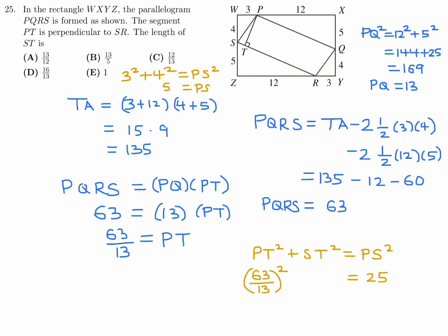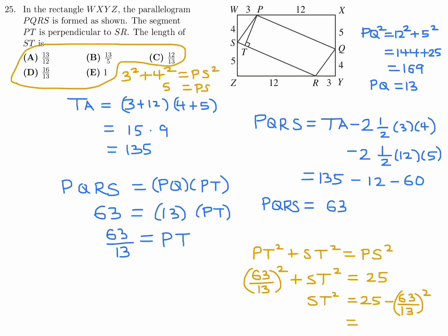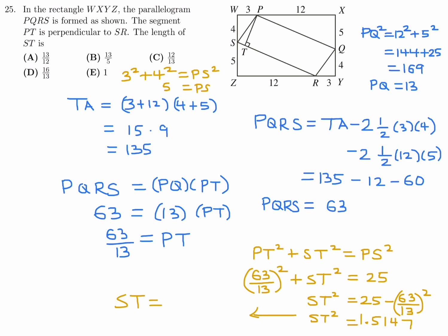And then PT we just figured out was 63 over 13 squared, and then ST squared. So ST squared is going to be 25 minus 63 over 13, all squared, like that. Okay? And you can do this in fractions or you can do it in decimals. It doesn't matter. In the end, as long as you choose the right answer, that's all that matters. I did it in decimals, actually, and I get ST squared to be 1.5147. And then if you take the square root, I got ST is equal to 1.23 approximately.